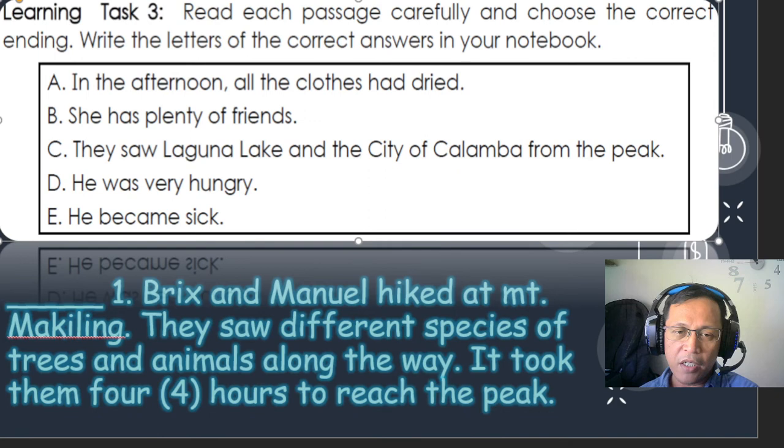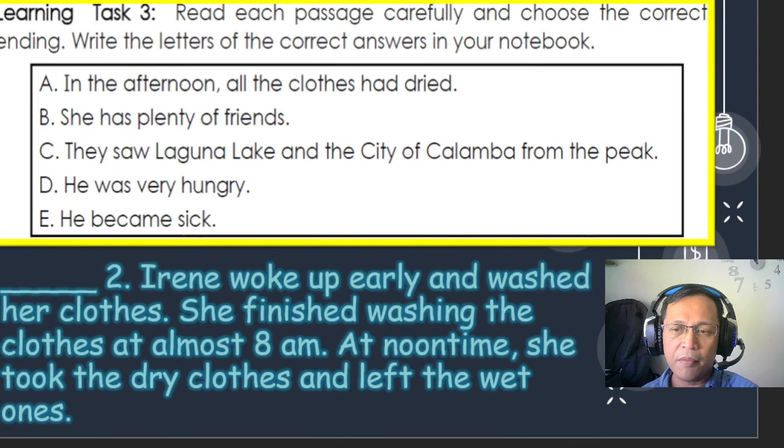Again, write your answer on your notebook. Now, moving along with our next sentence, for number two, we have: Irene woke up early and washed her clothes. She finished washing the clothes at almost 8 a.m. At noontime, she took the dry clothes and left the wet ones.